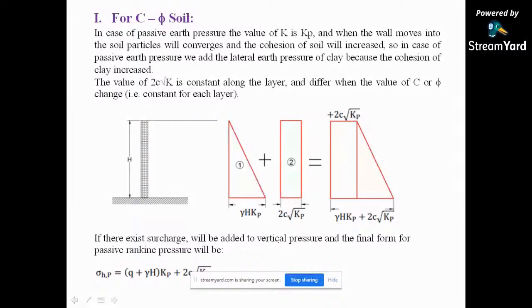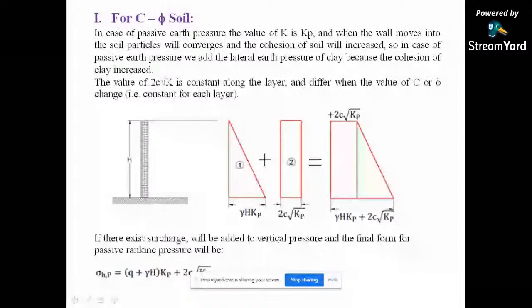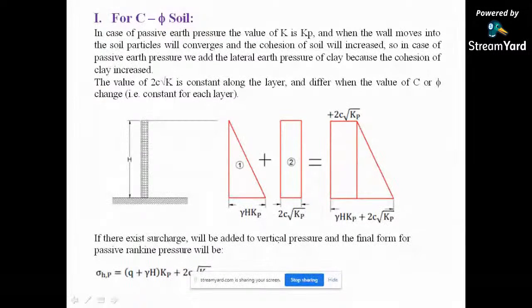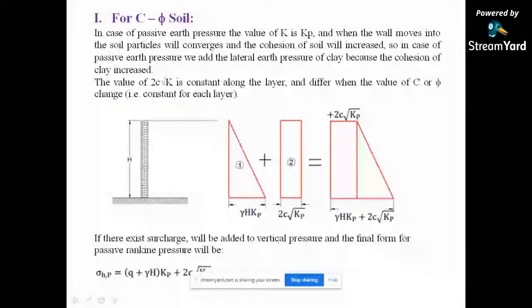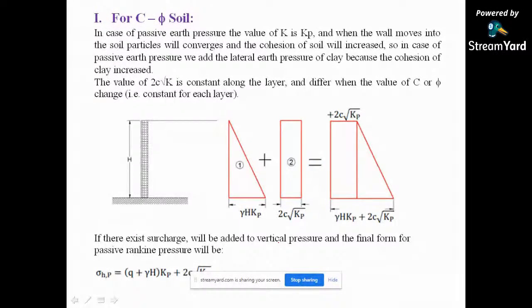So in case of passive earth pressure, the value K is Kp, and when the wall moves into the soil, particles will converge and the cohesion of the soil will increase. So what does it mean? The soil particles will try to move inside. In active earth pressure, what was happening?